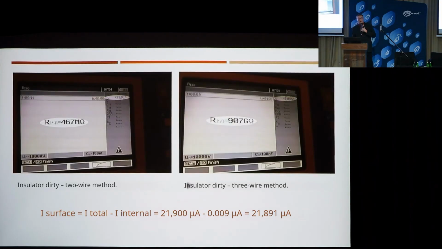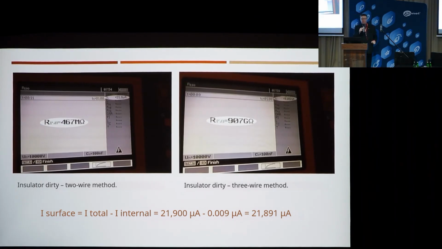And let's look at what kind of values we're actually talking about for this insulator. Using the traditional two-wire method, measuring the sum of those currents, meaning what's flowing over the surface and the insulation resistance itself, we got 467 megaohms. For an insulator like this, that's pretty poor, right? With that third guard lead connected, we get a result of 900 gigaohms.